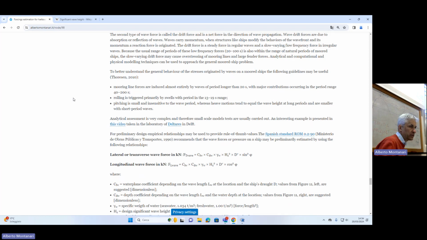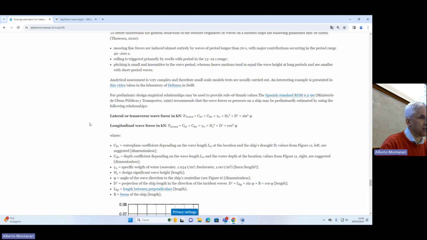Okay, in technical terms, just be aware of mooring lines. The period I am concerned with is between 40 and 200 seconds. Rolling is a shorter period, and pitching is in general insensitive to the wave period, but it becomes more delicate for longer periods.